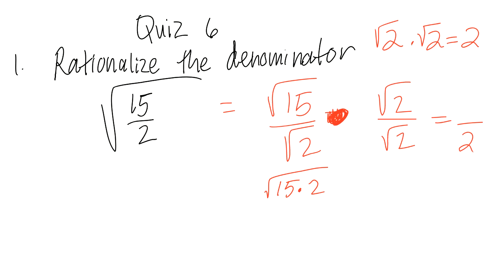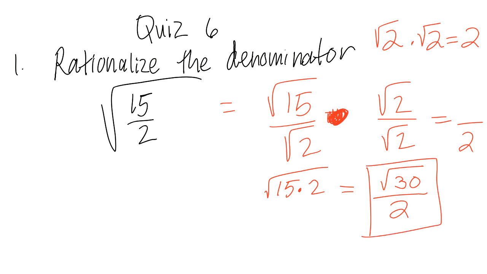So at this point, I can just multiply it. 15 times 2 is 30 over 2. You cannot reduce here because you cannot reduce a regular number into a radical. So rationalize the denominator. You just have to get rid of the radical that's in the denominator by multiplying that radical by your denominator and your numerator. Any questions on that one?